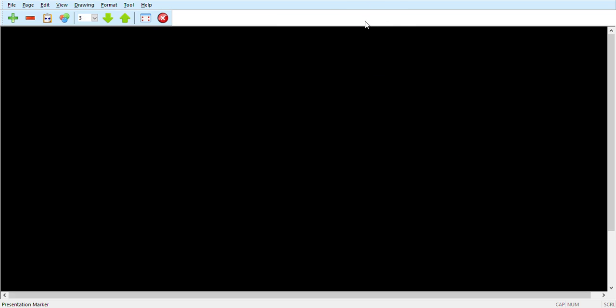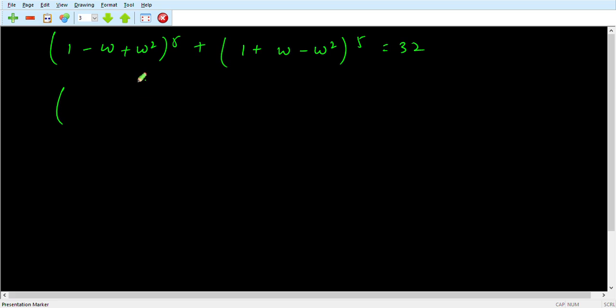For example, if someone is asking that minus 1 minus omega plus omega squared to the power 5 plus 1 plus omega minus omega square to the power 5 is equal to 32. So what we should do, we should try to evaluate it first. We should club 1 and omega square together, and omega, we can rearrange the terms, right? In the next step you will get the idea why I'm doing so.